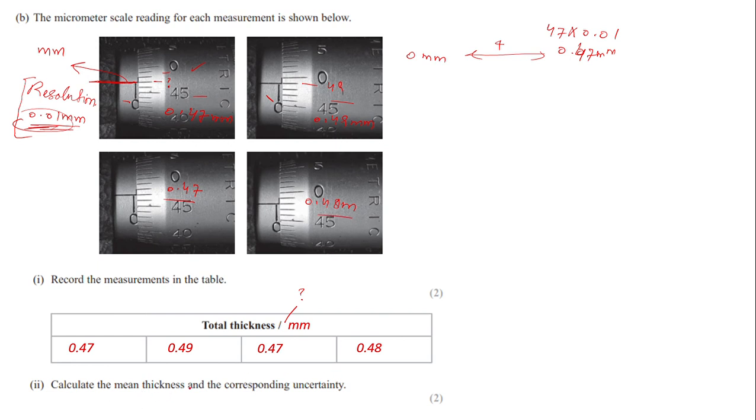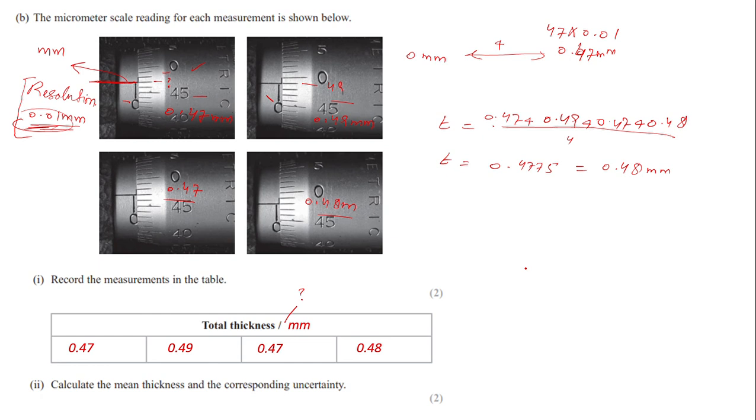Calculate the mean thickness and corresponding uncertainty. Clearly we don't have any anomalous result, so we take all 4 readings. The mean thickness t is 0.47 plus 0.49 plus 0.47 plus 0.48 divided by 4, and t would be equal to 0.4775. Round it off to two significant figures, so you can say 0.48 millimeter.